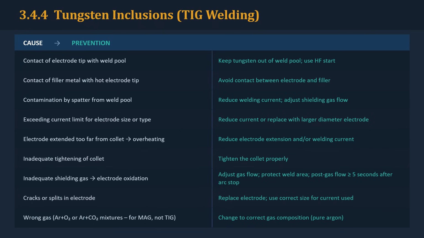Good TIG practice therefore includes proper electrode preparation, correct electrode size, appropriate current, correct shielding and adequate post-gas protection. Post-gas flow is particularly important because the tungsten remains hot after the arc stops. The inspector should understand that tungsten inclusion is not simply a welder workmanship issue. It is closely connected to equipment setup and welding parameter control. For examination purposes, remember: TIG plus bright radiographic indication equals possible tungsten inclusion.